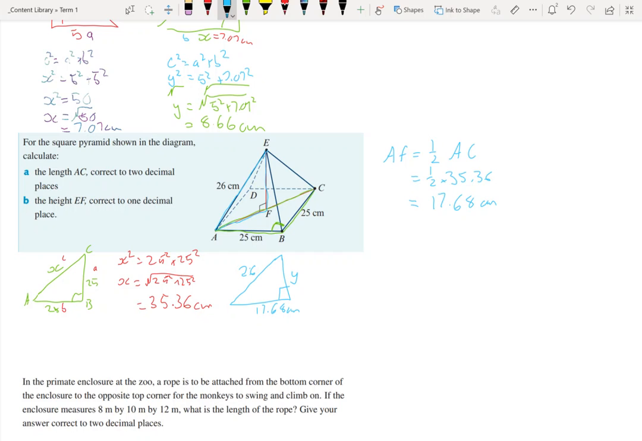So this, guys, by the way, would be a complex familiar problem because we're having to do a bit of chopping and changing using our brains to figure out what's what in this one. So let's do our formula. C squared equals A squared plus B squared. In this one, C would be 26, and then A and B. So 26 squared equals y squared plus 17.68 squared.